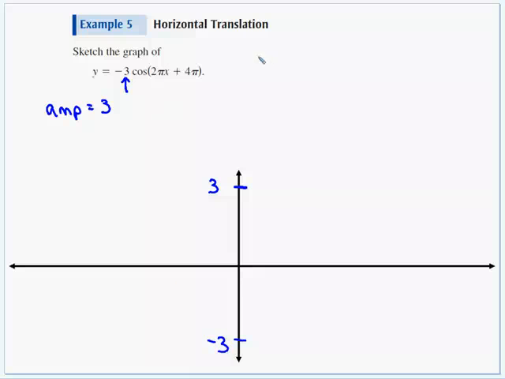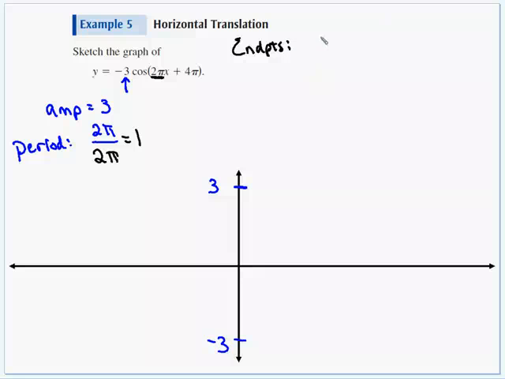The period, I'll write it here. To find the period, remember, divide 2 pi by whatever is in front of x. In front of x here we have not just a number but also a pi symbol. 2 pi x. So we're going to divide 2 pi by 2 pi. And anything divided by itself is 1. So the period of this function is 1. And we also have this shift. Remember, we can find our endpoints.